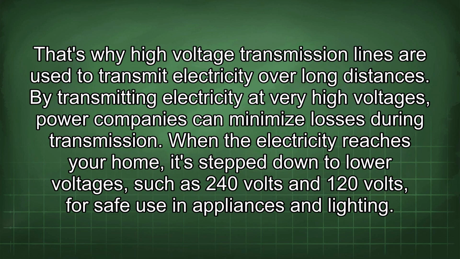That's why high voltage transmission lines are used to transmit electricity over long distances. By transmitting electricity at very high voltages, power companies can minimize losses during transmission. When the electricity reaches your home, it's stepped down to lower voltages such as 240 volts and 120 volts for safe use in appliances and lighting.